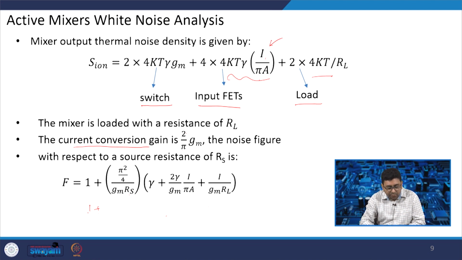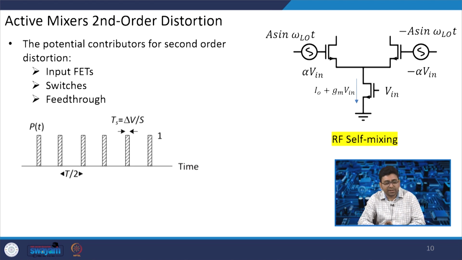So, this is how we can find out the white noise for active mixer. Now, we will try to consider the linearity of active mixer. If we consider the second order nonlinearity, the potential contributors for second order distortion in this mixer are input FETs, switches and feed through. If there is a feed through, it will add more non-linearity, because that will add components which will generate the non-linearity in the system.